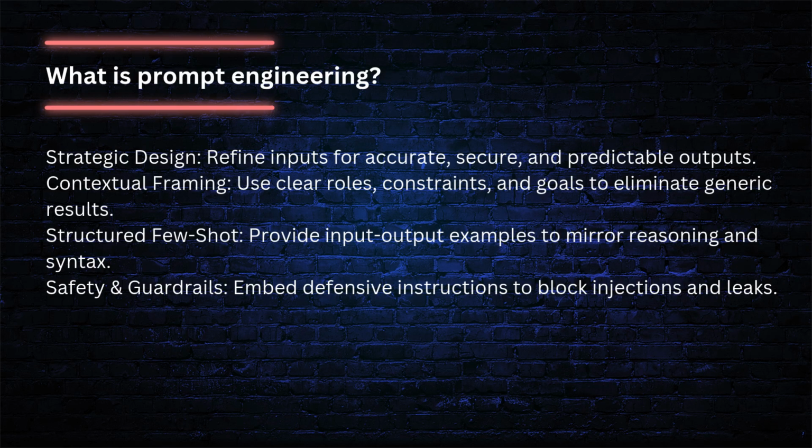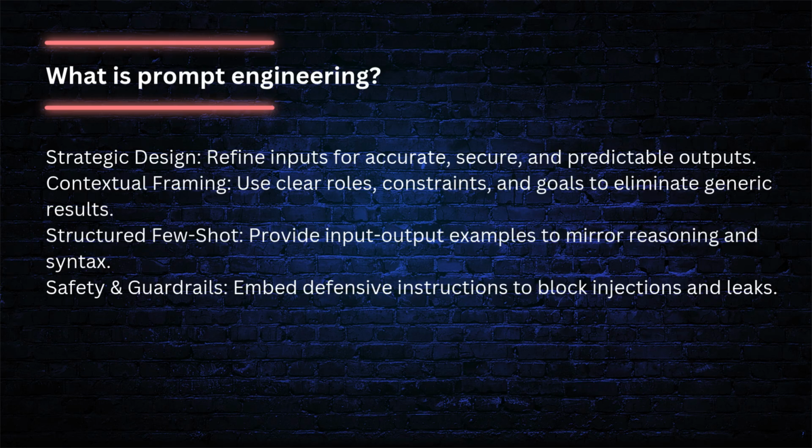What is prompt engineering? Prompt engineering is the strategic art of designing and refining inputs to guide an LLM into generating highly accurate, secure, and predictably formatted responses. We inject clear role definitions, specific constraints, and explicit business goals directly into the system prompt to eliminate generic or unhelpful outputs. We provide clean input-output exemplars within the template, guiding the model to mirror complex reasoning patterns and specific target sentences. We embed defensive instructions within the prompt to aggressively block adversarial prompt injection, jailbreak attempts, and internal context leaks.